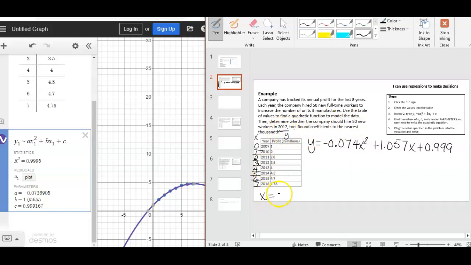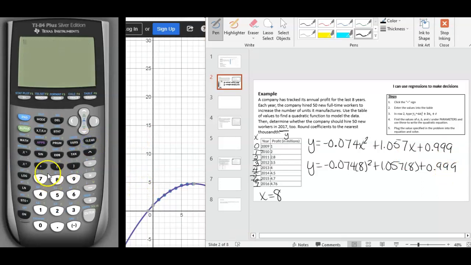Now it says to determine whether the company should hire 50 new workers in 2017. 2017 is 8 years after 2009, so that's going to be x equals 8. So I have y equals negative 0.074 times 8 squared plus 1.057 times 8 plus 0.999. Okay, so now we're going to go to our calculator, and type in negative 0.074 times 8 squared plus 1.057 times 8 and then plus 0.999. And when we hit enter, it tells us 4.719.